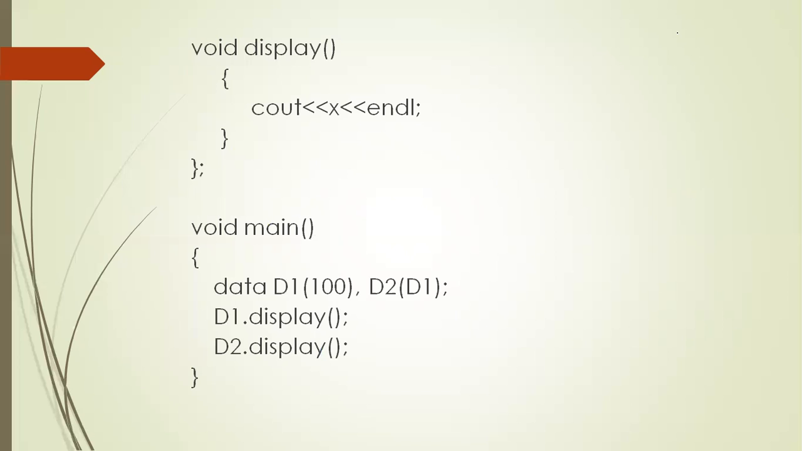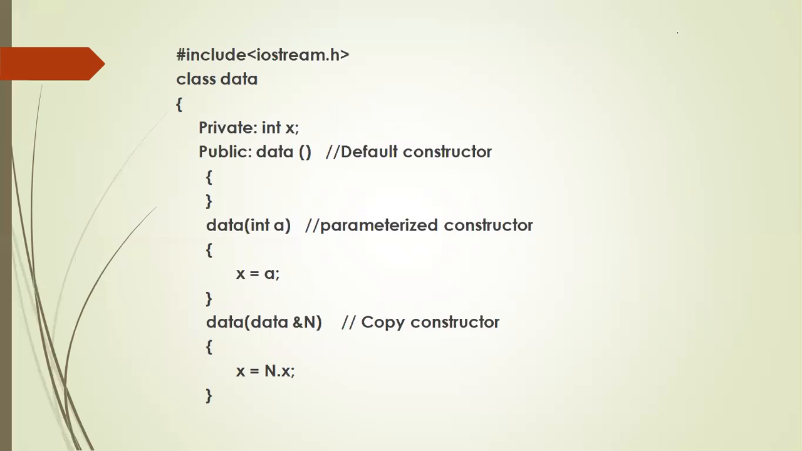Next you go to the main function. Void main, data d1 with 100 within the parenthesis. Here we are creating an object called d1, and the moment the object is created, automatically a constructor is executed. Here you are passing one parameter. What is the parameter value? 100. In that case, it will execute the second constructor, this constructor.